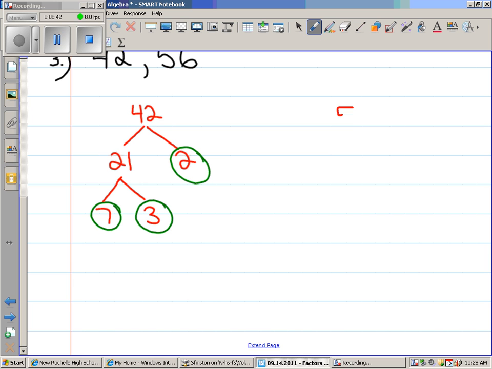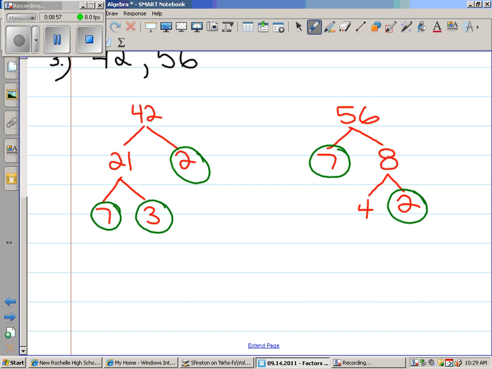How about 56? 7 and 8. 7's prime. Let's break 8 down. 4 and 2. And 2's prime. And then, of course, everybody knows 4. 4 breaks down into 2 and 2. And these numbers are both prime.